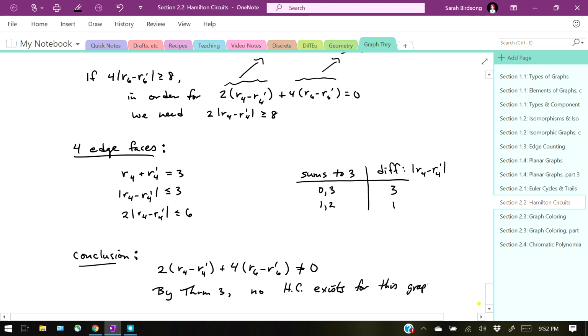Please note, all of this work was for that original funky looking graph that kind of looked like a honeycomb. This is a procedure you can apply to any graph, but the work we did here was very specific to our original sort of honeycomb looking graph. And that's how to apply Theorem 3.